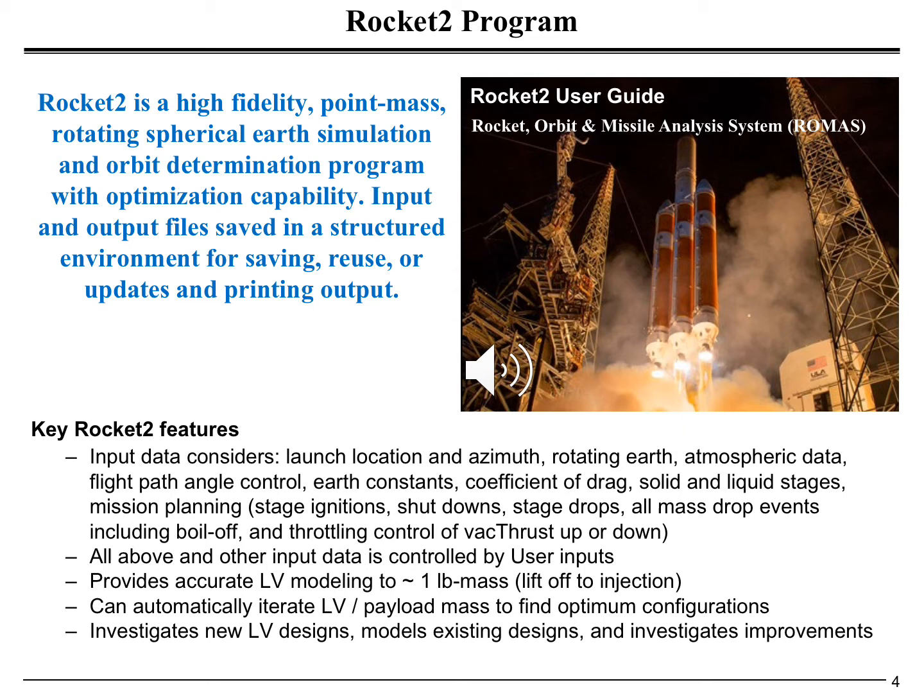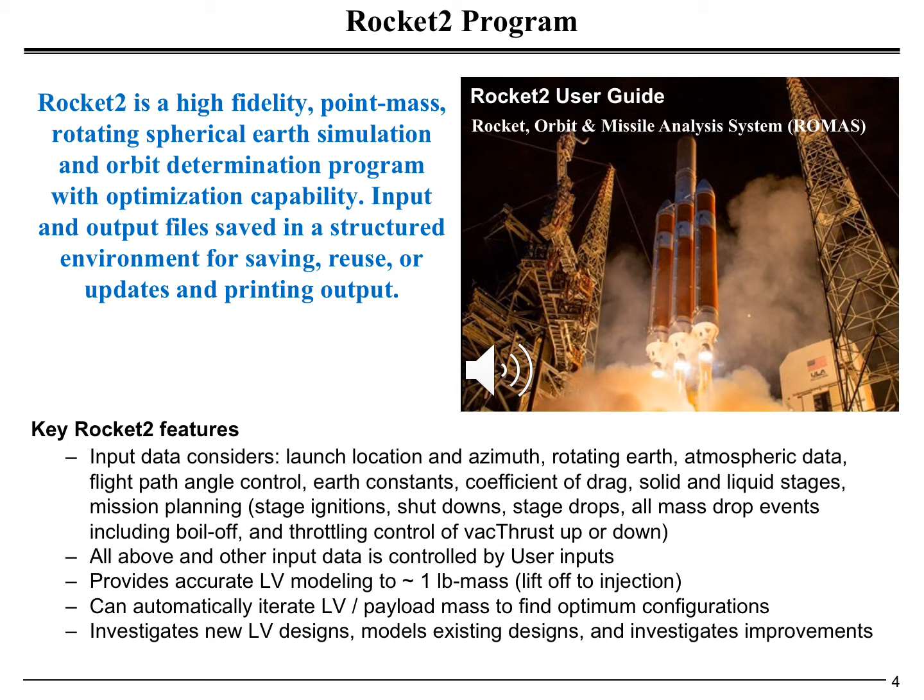Rocket 2, as I've indicated, is designed as a high-fidelity point mass spherical Earth simulation and orbit determination program that does have optimization capability. The input and output files are saved in a structured environment and grouped by case number, so all input and output files are grouped together. The features consider a considerable number of values as listed in this first bullet under Rocket 2 features.